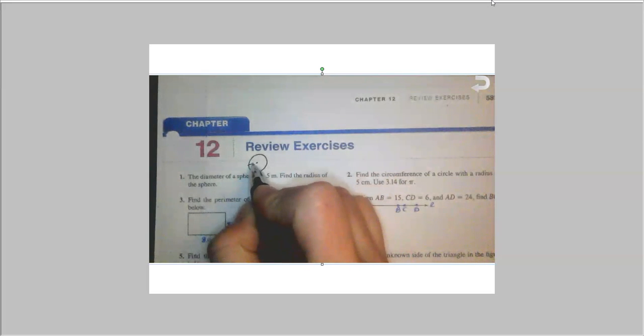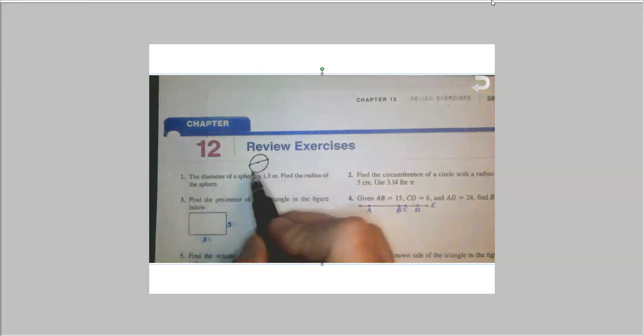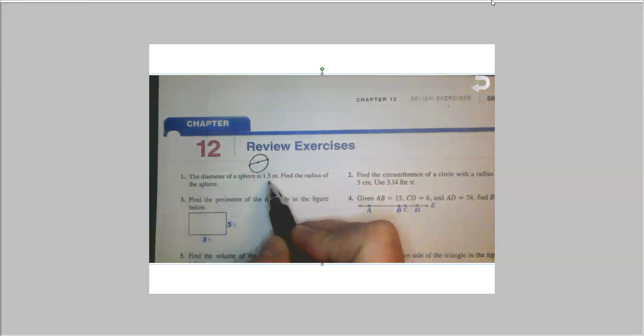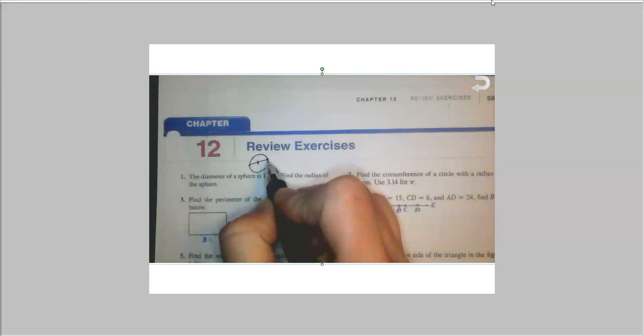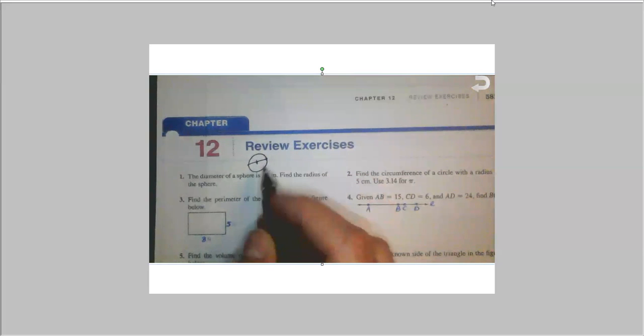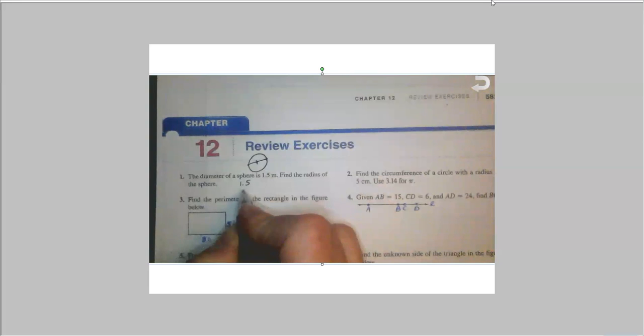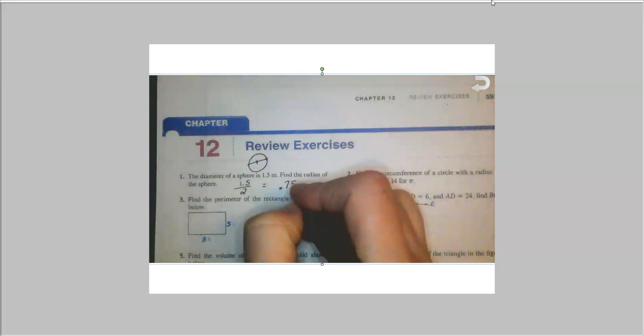A diameter will cross through the center of a circle, and its endpoints will be on the circle. So that's the distance across the circle, and it says the diameter of a sphere is 1.5 meters. Okay, so we're looking for the radius, but the radius is half the length of the diameter. So the radius is half the diameter, or the diameter is twice as much as the radius, however you want to think about that. But if I know the full diameter, I'm just going to take 1.5 and divide it by 2 to find out what that radius is, and that would be 0.75 or 75 hundredths of a meter.